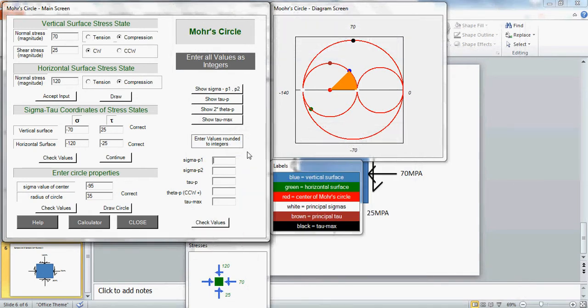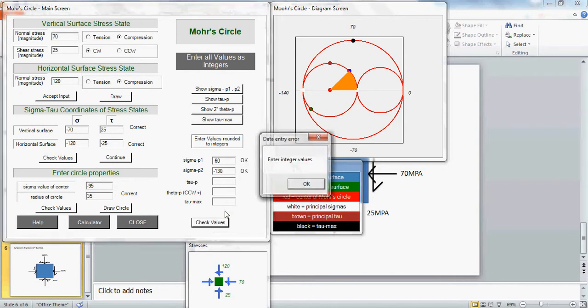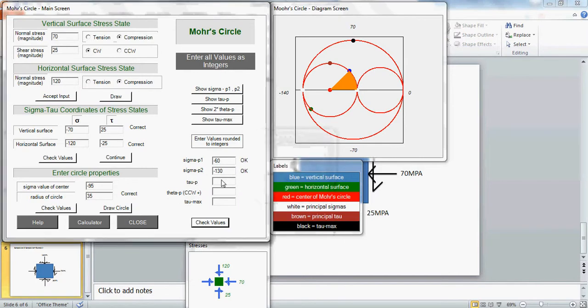So you're going to get a value. Sigma P1 is going to be negative 60 rounded, and P2 is negative 136, or 130. You can see P2 is much more negative. Tau P, like usual, is the same value as the radius. It's just the radius directly up.